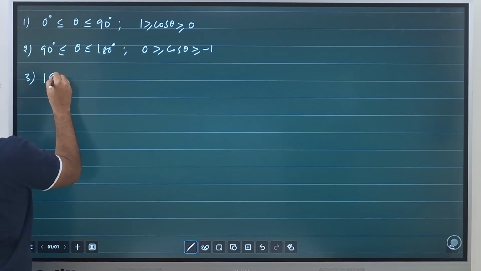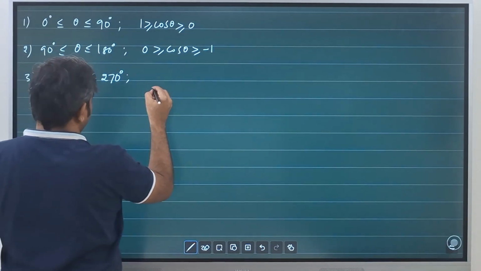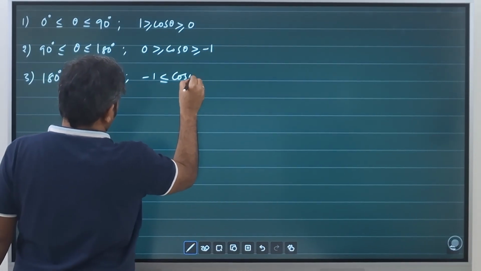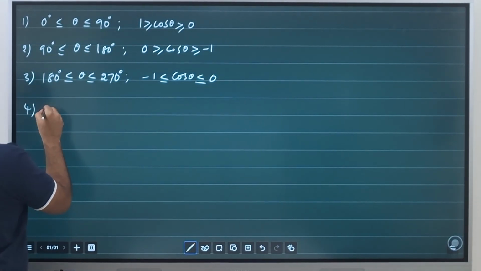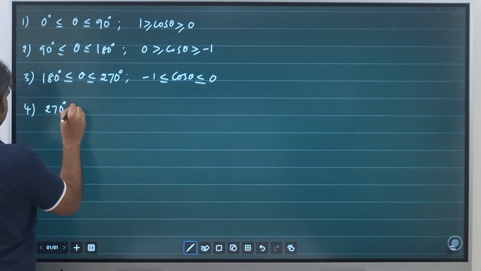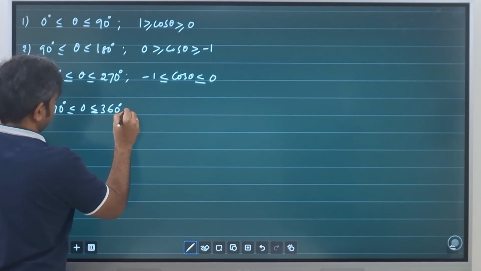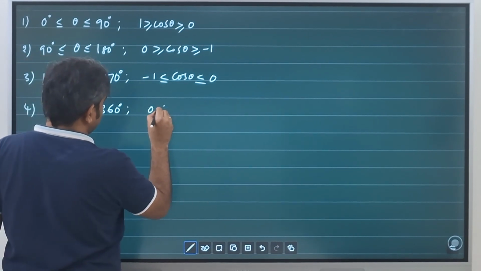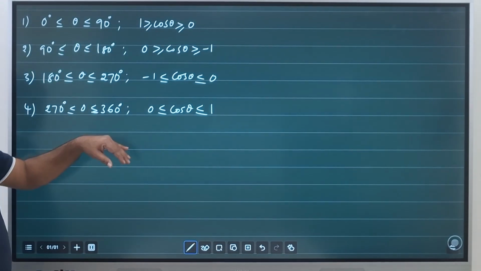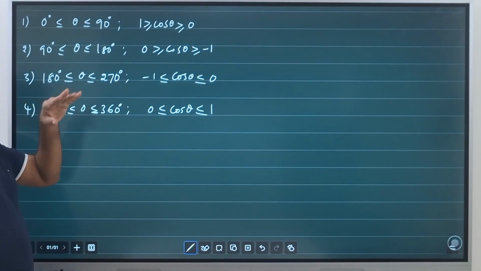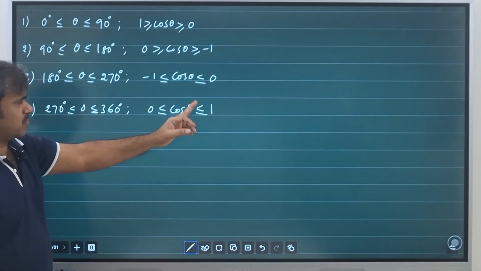from 180 degrees to 270 degrees, cos theta increases from -1 to 0, and from 270 degrees to 360 degrees, cos theta value increases from 0 to 1. So the limits of cos theta are -1 and +1, just like limits of sin theta are -1 and +1. Cos theta value changes from -1 to +1.